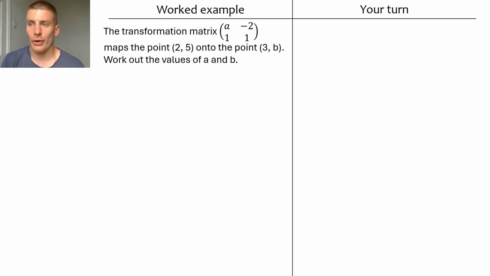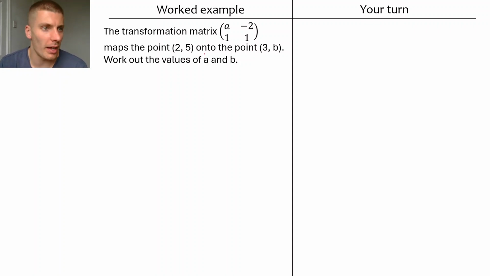Okay, so a nice question here on looking at matrix transformations, just following on from the previous video. The question says this: the transformation matrix, the 2 by 2 matrix, A, -2, 1, 1, maps the point (2, 5) onto the point (3, b). Work out the values of a and b.